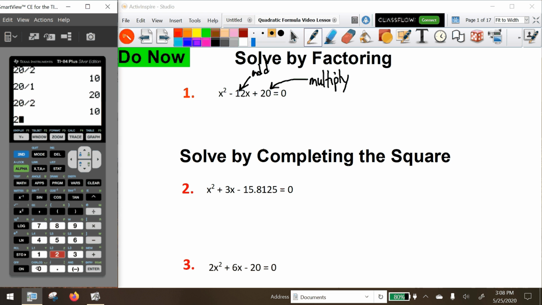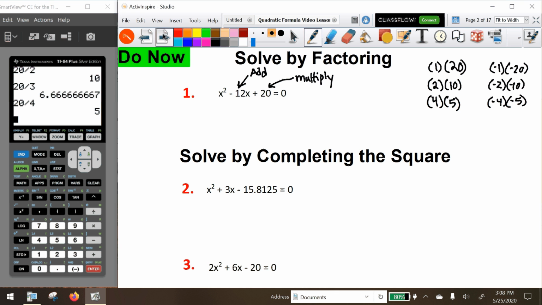So I'm building all my factor pairs of 20 right now. 4 is the next number that goes into it. 3 doesn't go into it evenly. And I wrote out all these factor pairs right here. You can see that the pair of numbers that multiplies to positive 20 and adds up to negative 12 is negative 2 and negative 10. So we're going to rewrite this quadratic x squared minus 12x plus 20 as the quantity x minus 2 multiplied by the quantity x minus 10.